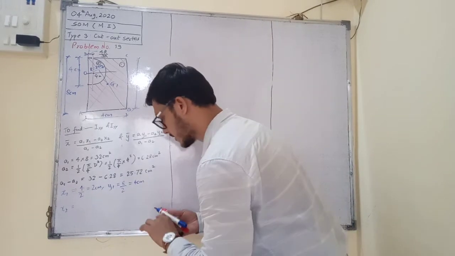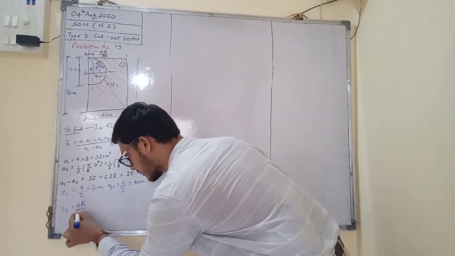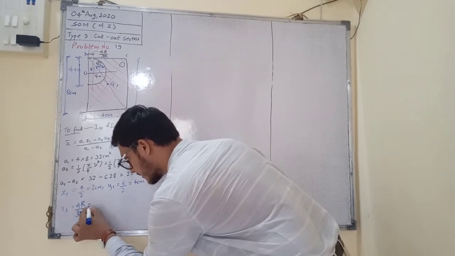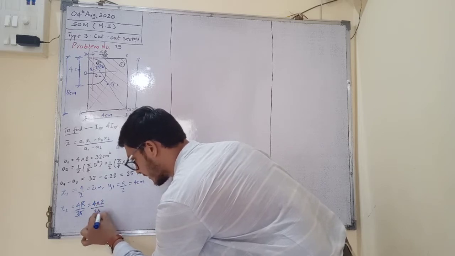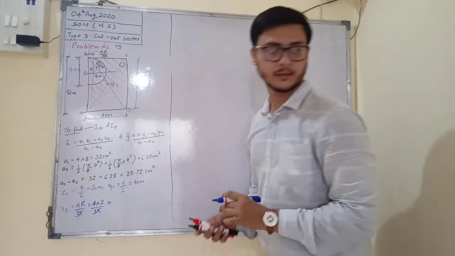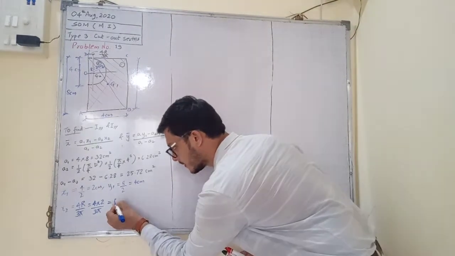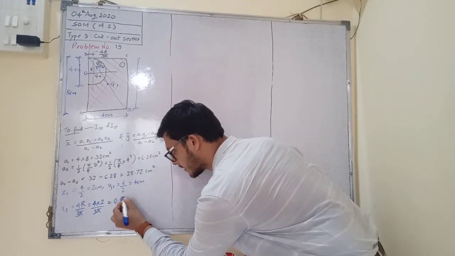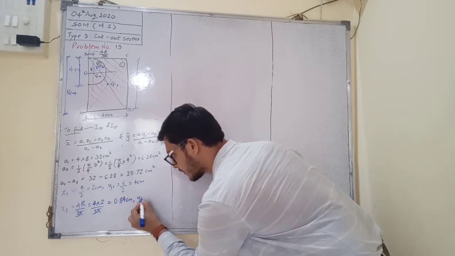So x2 is how much? 4r upon 3 pi. So 4 into radius is 2, upon 3 pi. On solving this, x2 I got as 0.84 centimeter.